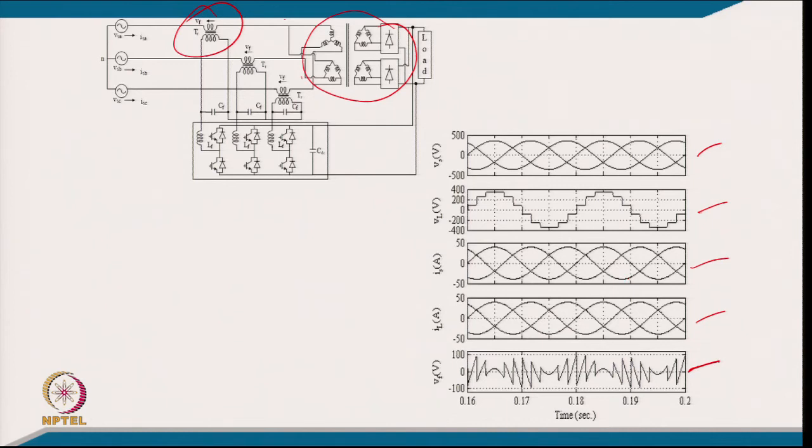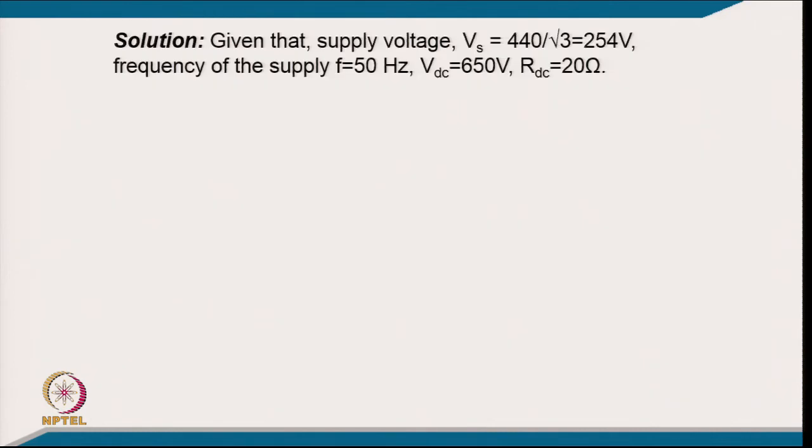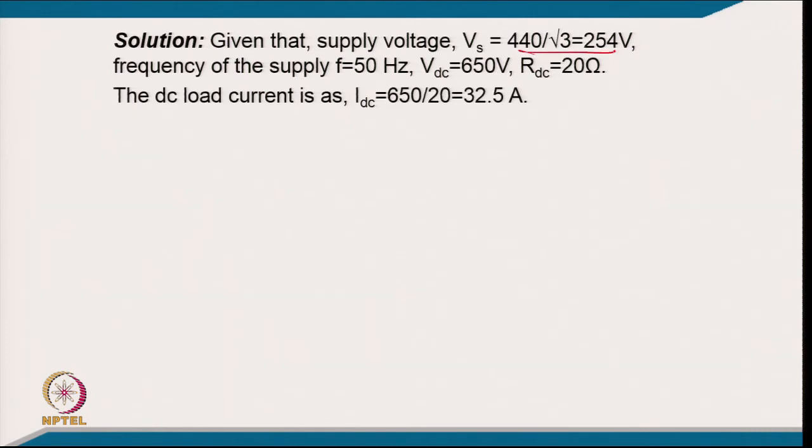So, coming to the calculation part, typically the solution of this problem, given that supply voltage of 440 by root 3, that is 254 volt, frequency of supply 50 Hz, VDC 650 volt and RDC 20 ohm, the DC load current will be VDC by RDC.